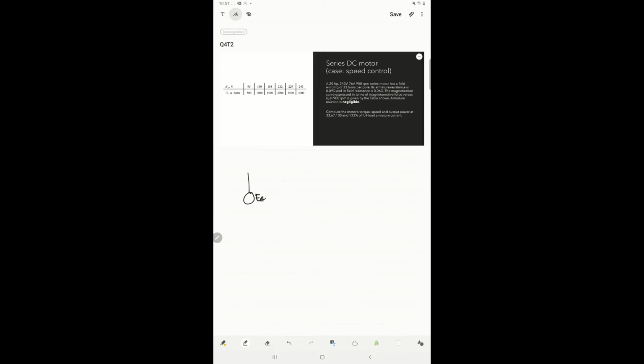You will have EA, and then RA, and then RS, and then LS, and then the terminal voltage, connected like this. When there is a DC current, this inductor will just become a short circuit. But when there is an armature reaction, obviously we have to take into account this inductor.